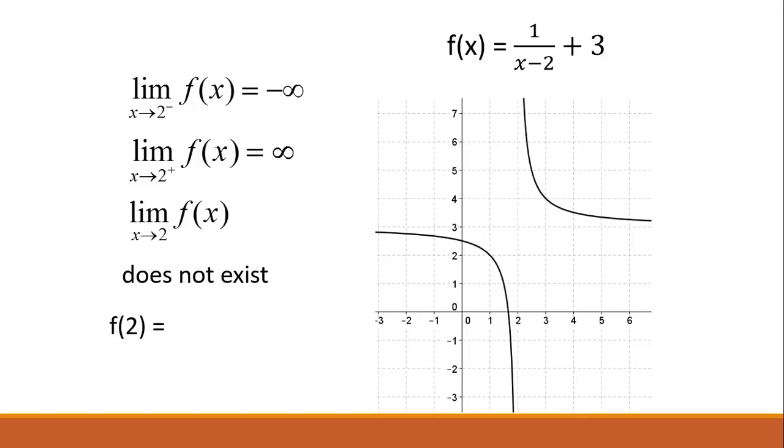How about f of 2? Is there a point on this graph that has an x-coordinate of 2? Well, in this case, there is no point that has an x-coordinate of 2, so f of 2 does not exist.